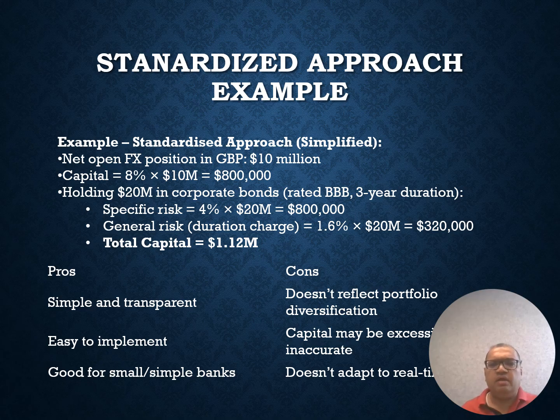So 320 plus 1800, you will get this 121. Again, this general risk duration charge, these charges were given by the Basel committee. So the pluses and the minuses are: it's very simple, easy to implement, good for simple things.